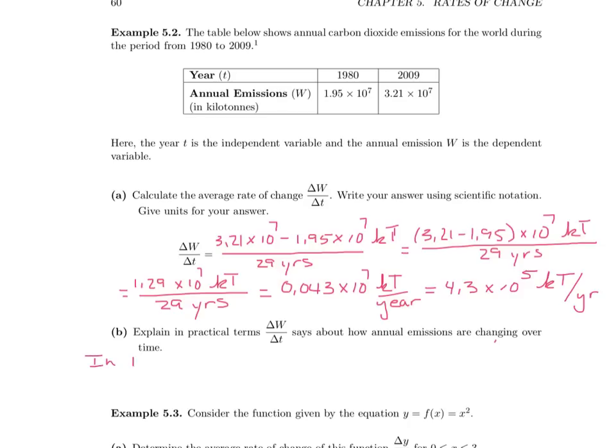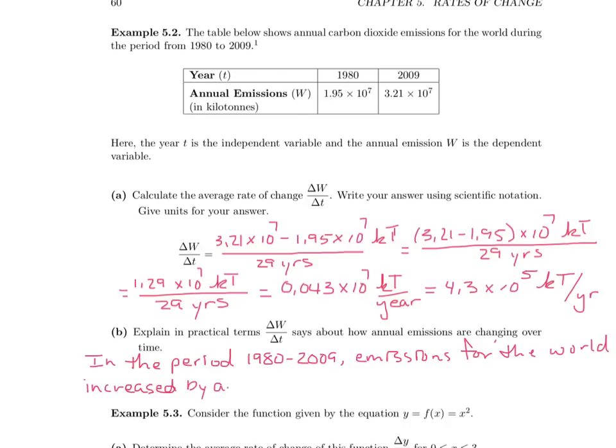So in the period 1980 to 2009, emissions for the world increased by an average of 4.3 times 10 to the 5th kilotons per year.